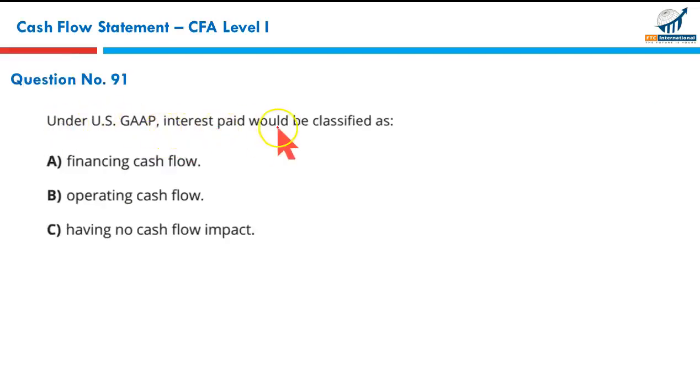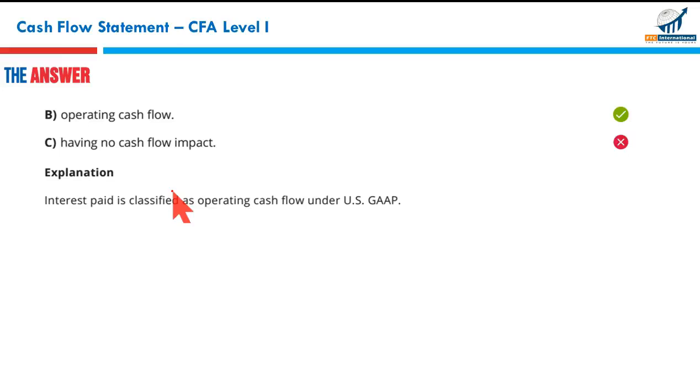Under the US GAAP, interest paid would be classified as, without doubt, we can click this option with closed eyes. It's an operating cash outflow. Interest paid, interest received, dividend received, they are all considered operating cash flows. Dividend paid is considered as financing cash flows. So that's B. And that completes your MCQs, 91 MCQs on cash flow statements. Your reading is over.